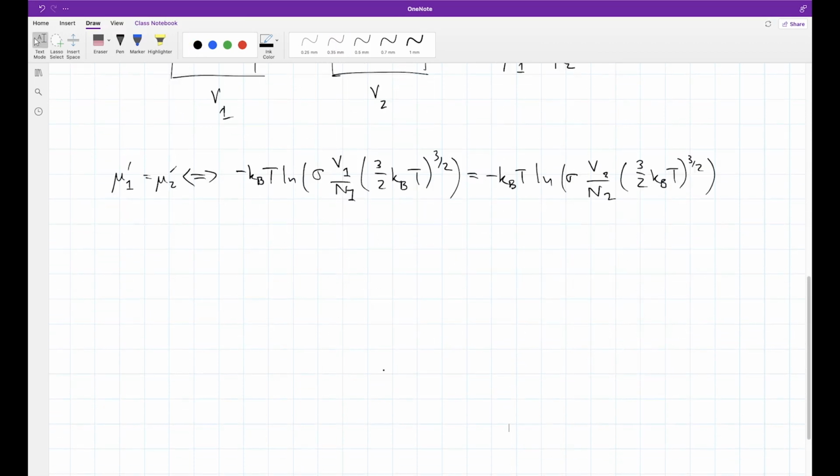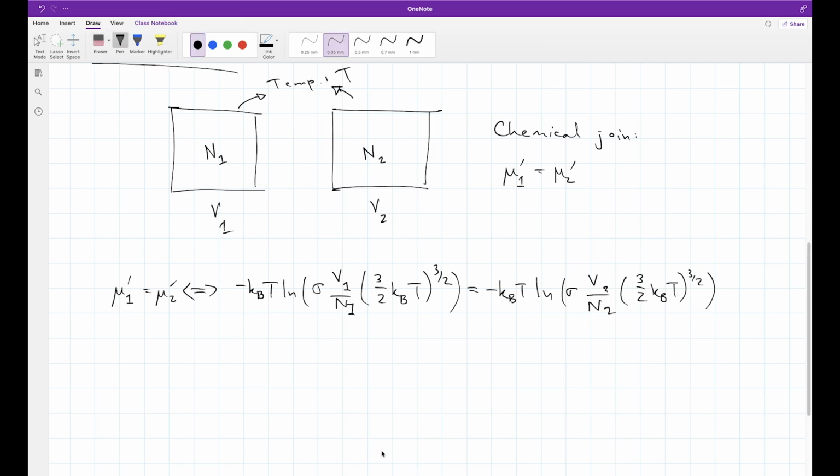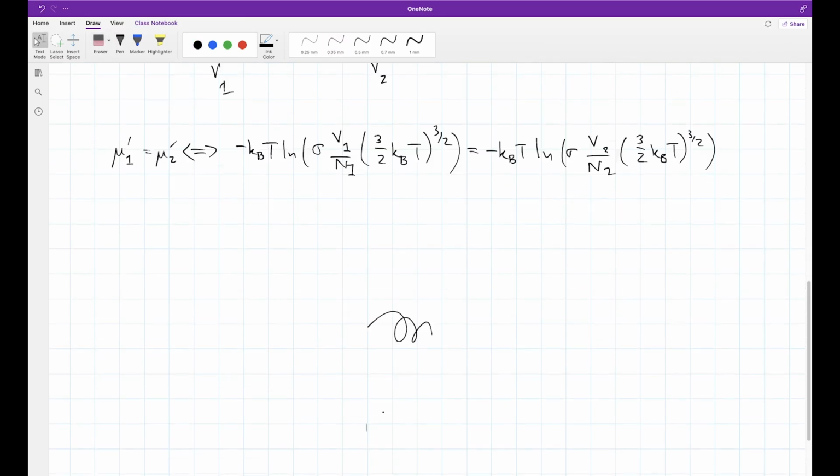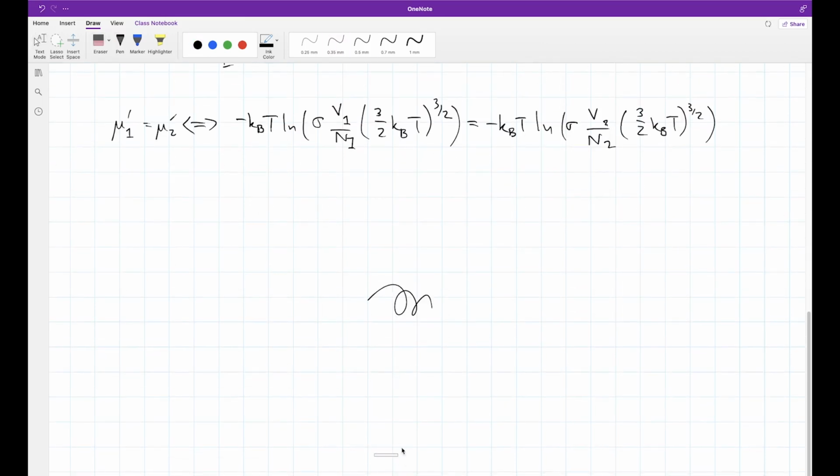So again, let me give us some more space and see if I can get OneNote to work in the way that I'd like. There we go. All right, so now we can take this expression and reduce it significantly. We see pretty clearly that kBT cancels on both sides. It was very helpful that the two boxes had the same temperature to begin with.